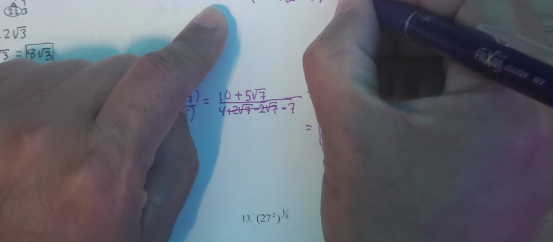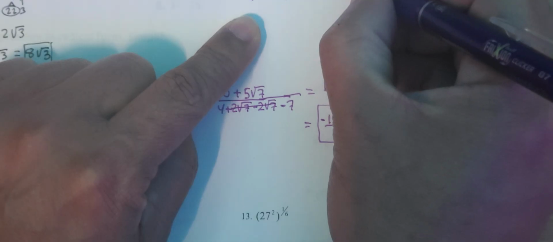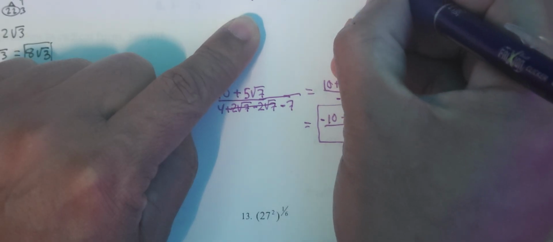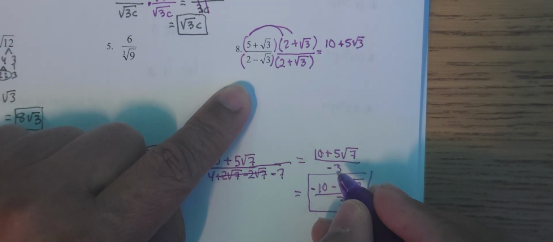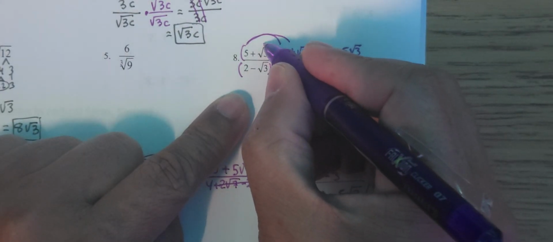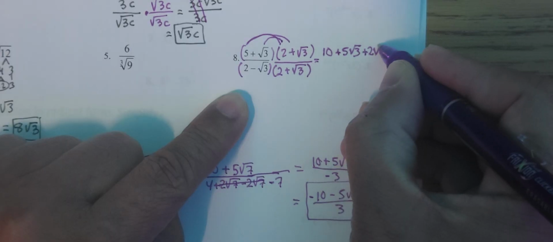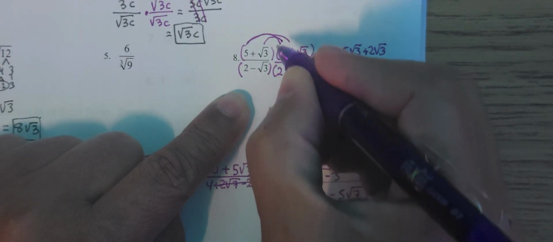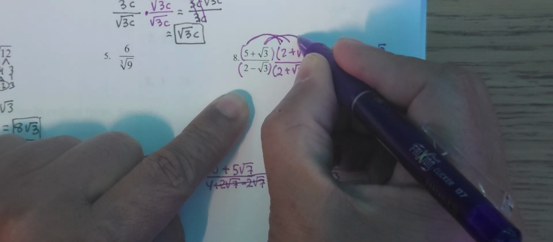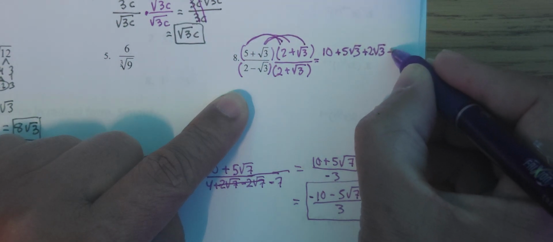So 5 times 2, that gives you a 10. 5 times square root of 3, that's plus 5 square root of 3. And then let's see, square root of 3 times 2, that's plus 2 square root of 3. And then the square root of 3 times the square root of 3, that's just the 3 because the radicals cancel.